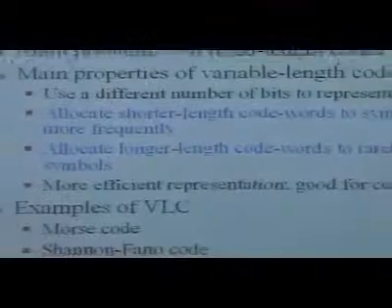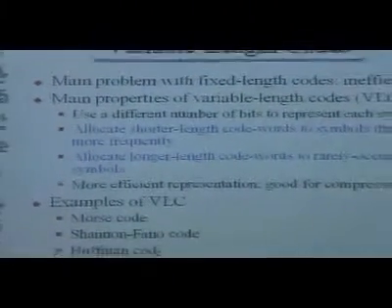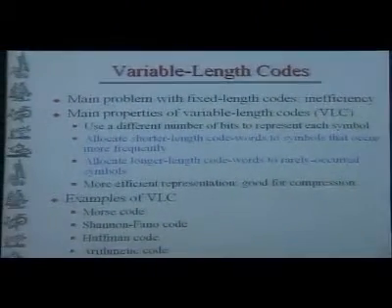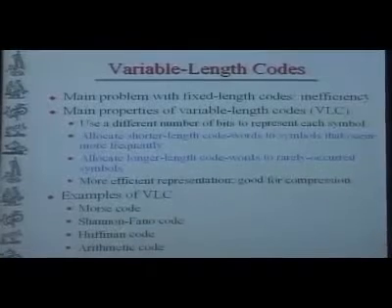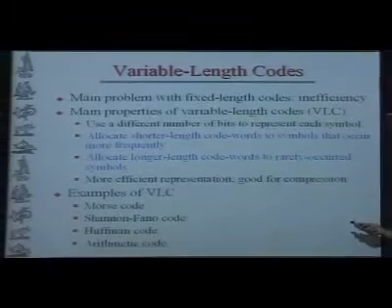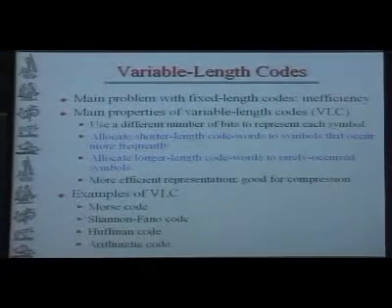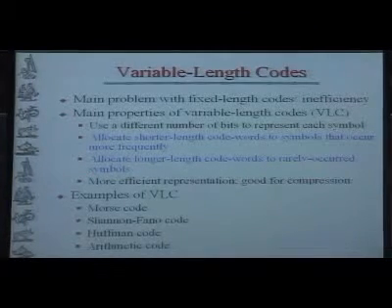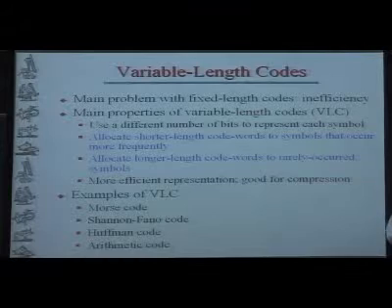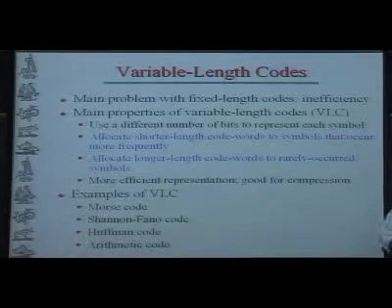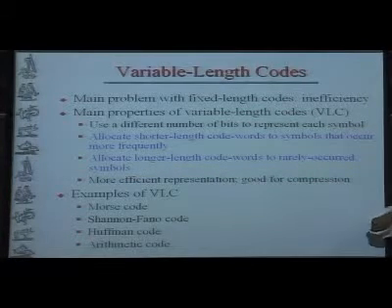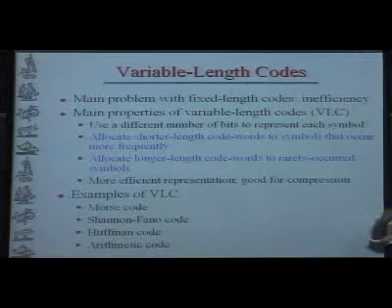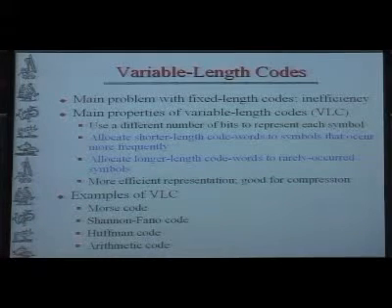Now, the main problem with fixed length codes is the inefficiency, right? Because with fixed length code, you can never realize anything close to the entropy. Because you are forced to use the same amount of code for an unlikely event as well as a very likely event. If you have a lot of likely events, you will automatically lose out.